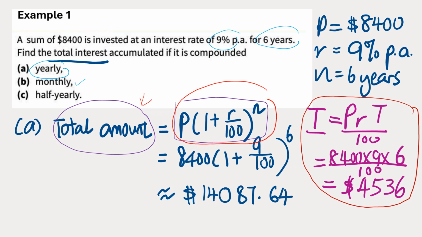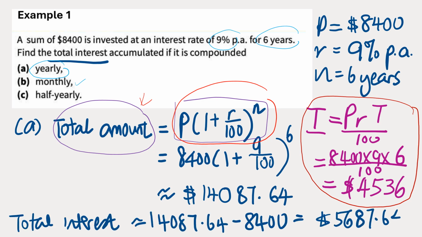Plugging the values for principal, which is 8,400, the rate is 9 over 100, to the power 6 years. If you use a calculator to work it out, the total amount is 14,087.64. To find the interest, you need to minus away your principal sum. So your interest is $5,687.64. Can you see that it is actually much higher than if the interest calculated is simple?